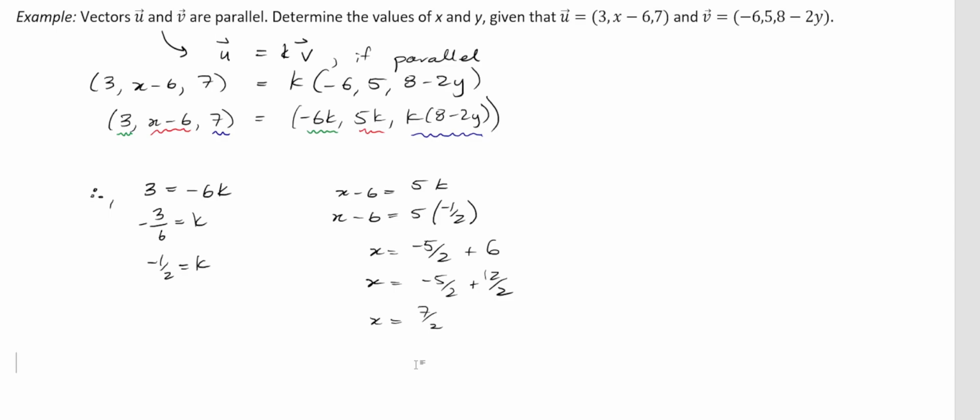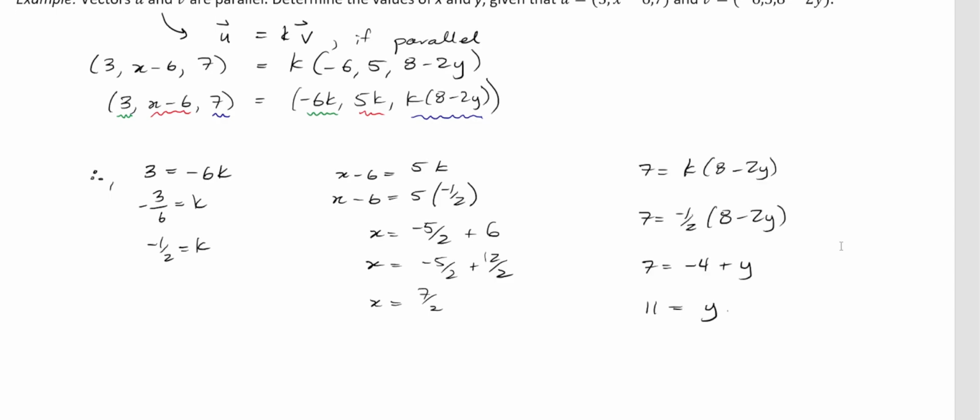So for the blue equation, it's going to be the same thing. We know what k is. We're just going to sub in the k value and solve for y. So I'll do that all in one step. So 7 is equal to k times 8 minus 2y, subbing in the k value of -1/2, distributing it in, and then isolating for y.